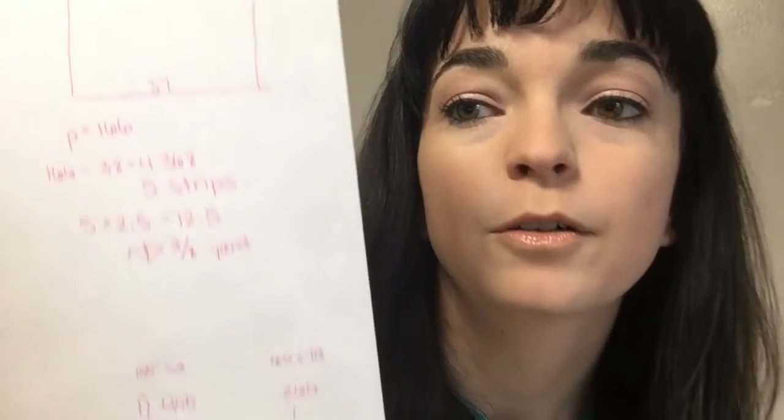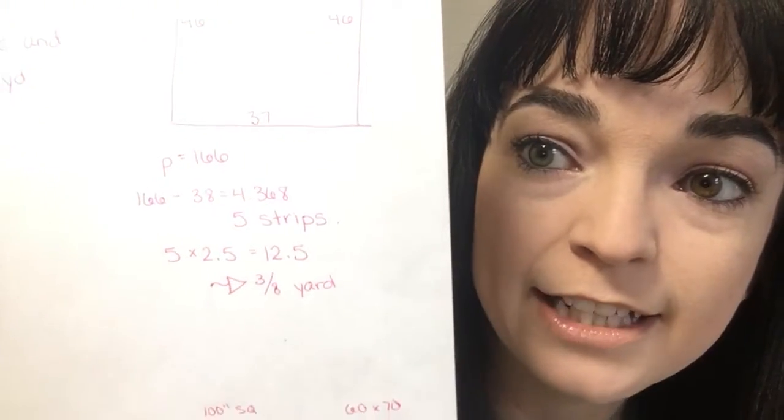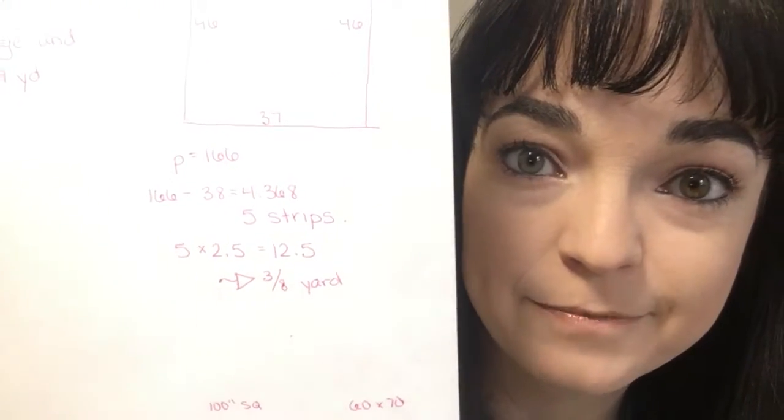We need to know how many 38-inch strips we can sew together to make up 166 inches. So we're going to divide 166 by 38, which I've done, and that is 4.368. We can't cut 4.3 strips off of the bolt. We need to cut 5 strips off the bolt. So, however wide your strips are going to be, you're going to multiply that by 5.